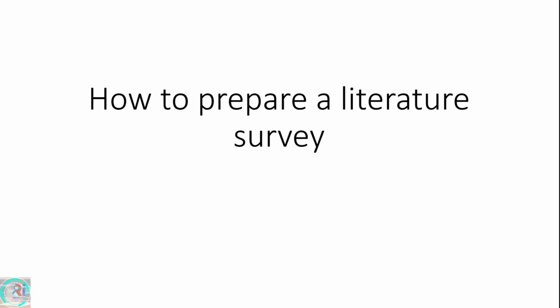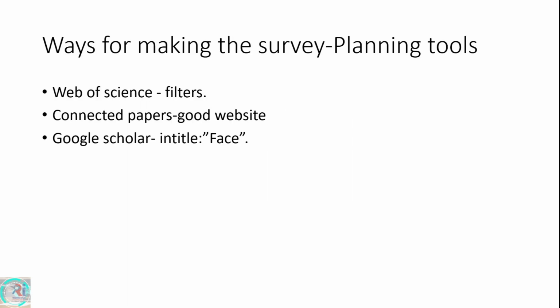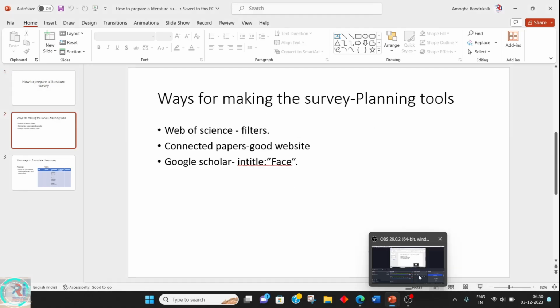So, before going to a literature survey, we need to find the papers based on our domain. So, we have three major things I am going to discuss over here: ways to make the literature survey, like how to download the papers related to the respective topics. So, the first one is Web of Science.